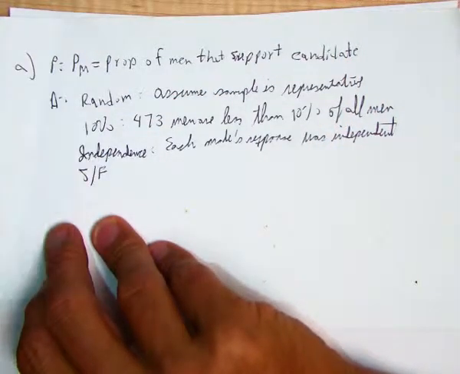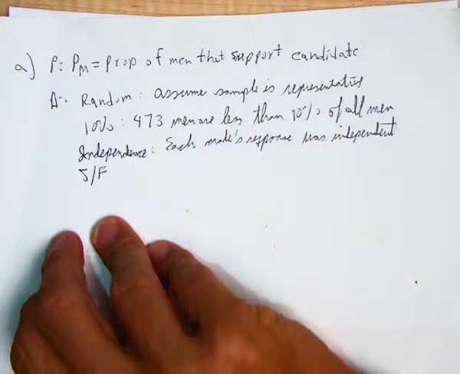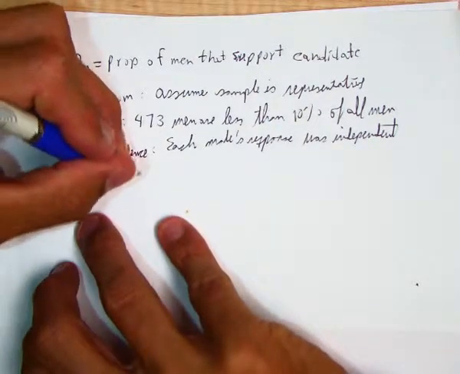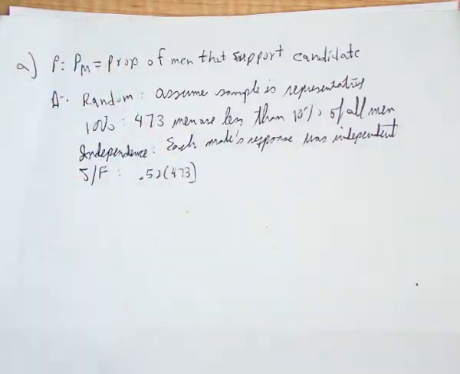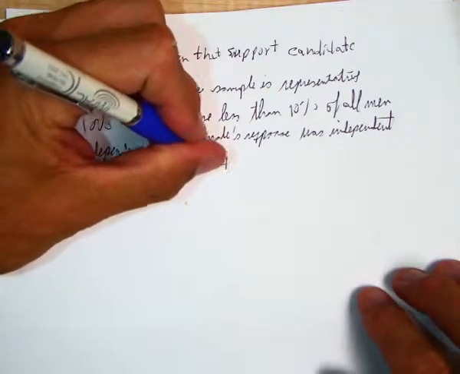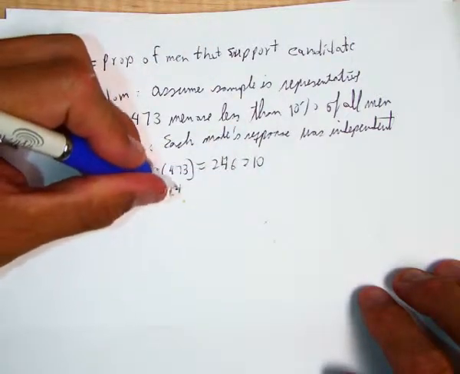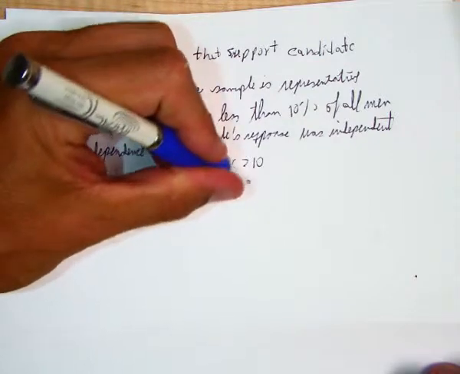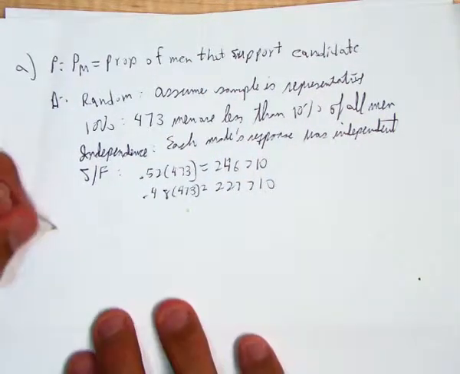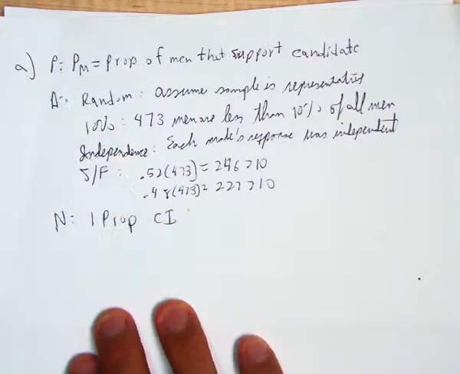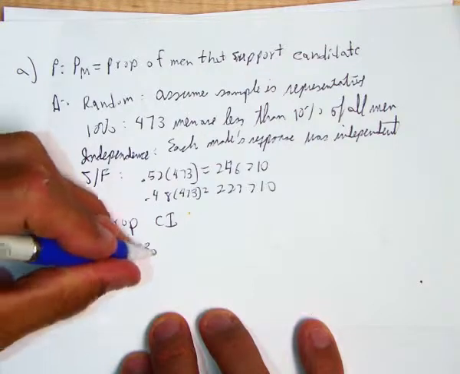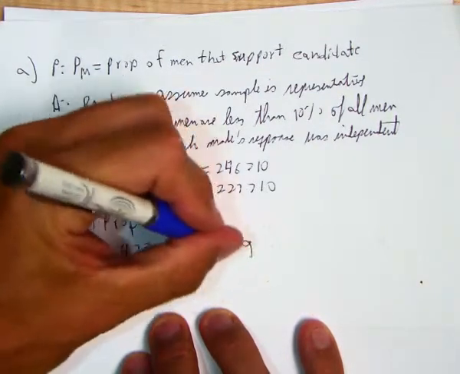And then the success/failure condition. Let's see. 0.52 times 473 is about 246, and that's greater than 10. And then 0.48 times 473 comes out to about 227, and that's also greater than 10. So we met all of the conditions. Name the test: we're going to do a 1 prop confidence interval. And the statistics: N is 473, P hat is 0.52, Q hat is 0.48.